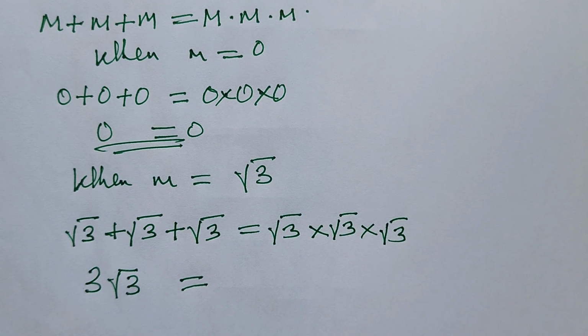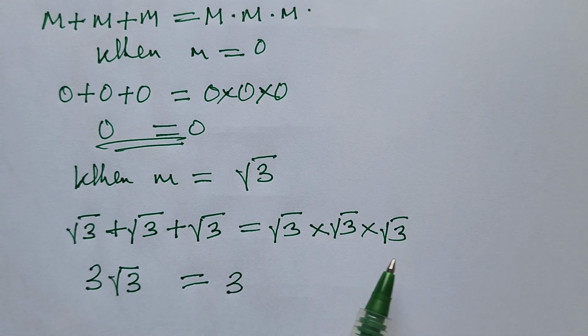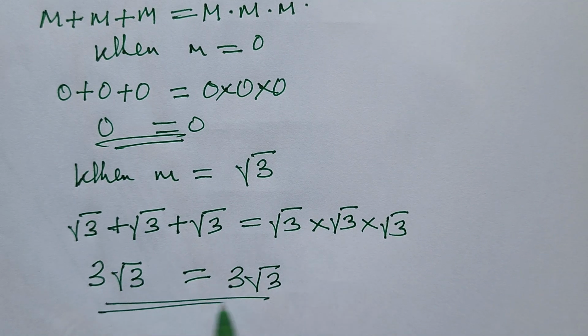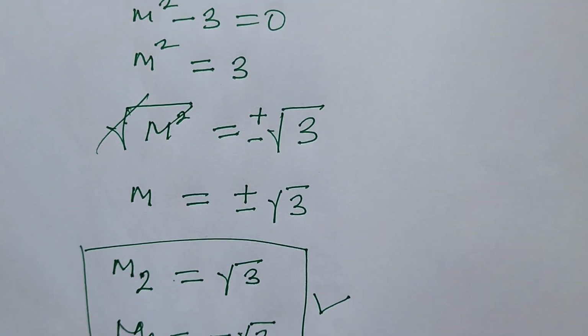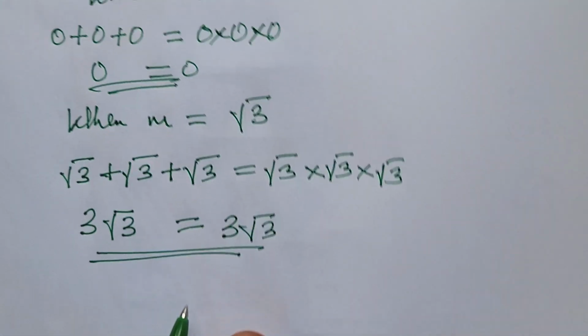And 9 is a perfect square, so root 9 will give us 3. So we're going to end up having 3, and we still have root 3 here. So 3 into root 3. This shows that, again, the second root here satisfies the original equation. So we check for the last one.